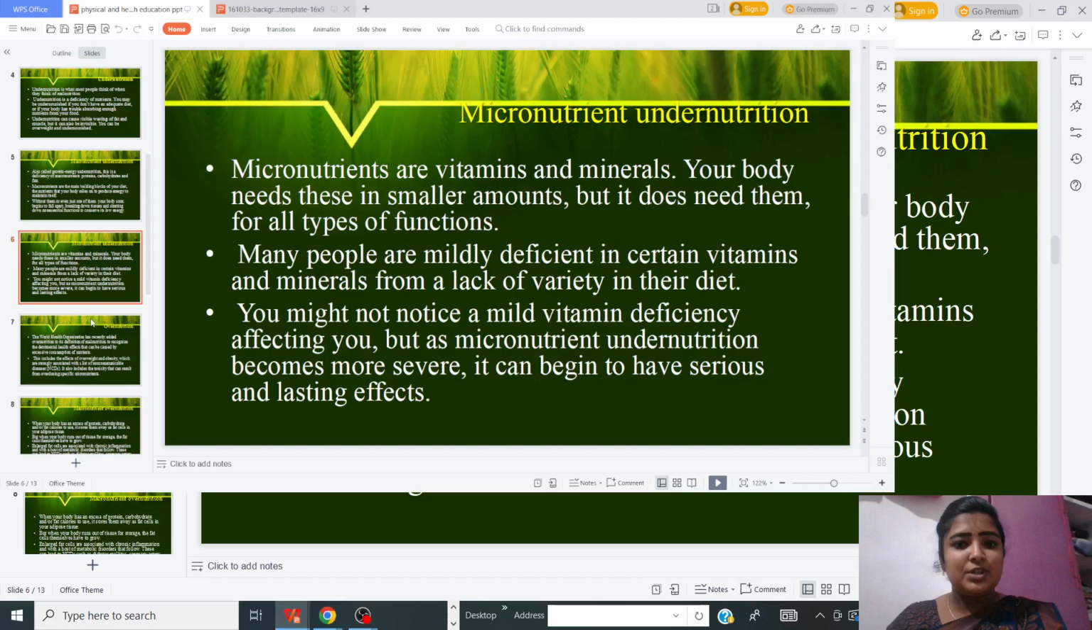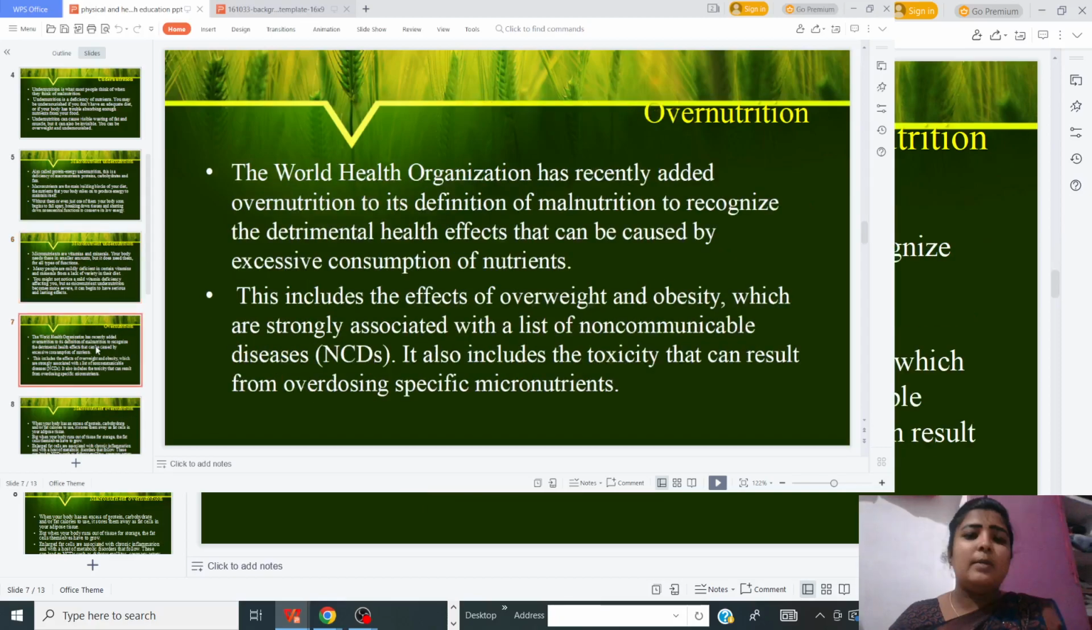Next, the World Health Organization has recently added an overnutrition part also, along with macronutrition, micronutrition and undernutrition. In this part, non-communicable diseases come under overnutrition.